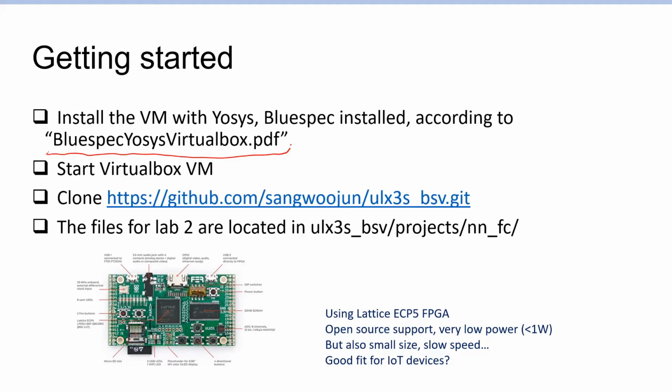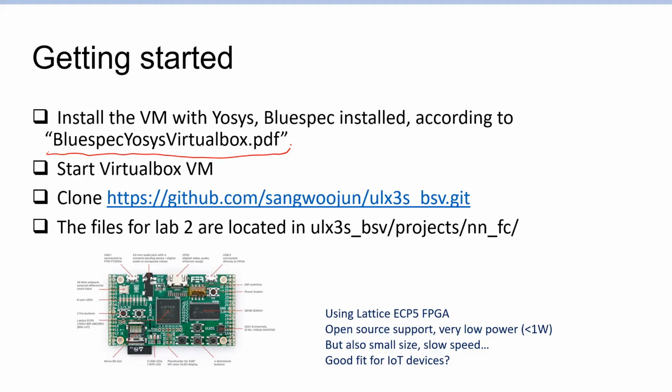And once you set up the VM, it will have all the open source tools pre-installed on it, including the Bluespec compiler and the Yosys toolchain, which is an open source toolchain for compiling Verilog code into the FPGA, into this particular FPGA at least. Since the Bluespec compiler, which translates Bluespec to Verilog, is open source, and the Yosys toolchain, which compiles the Verilog files to this particular FPGA, is also open source, we can have a completely open source toolchain from Bluespec code to actual hardware.